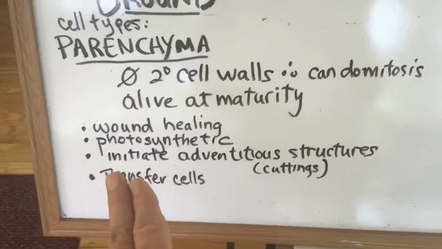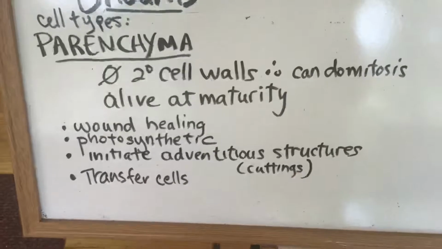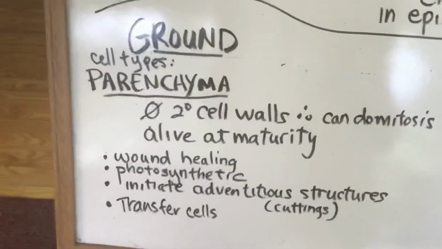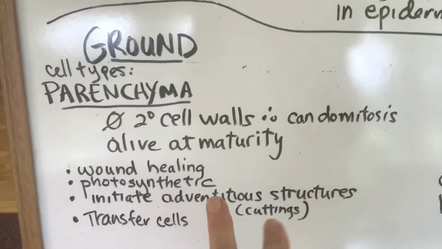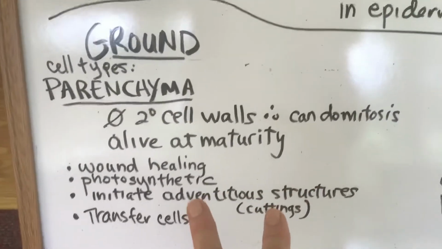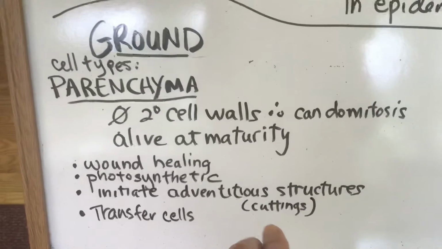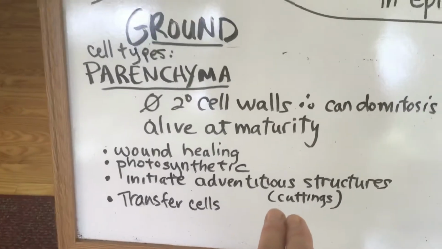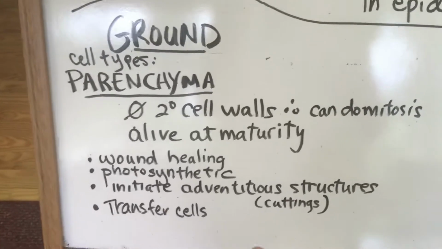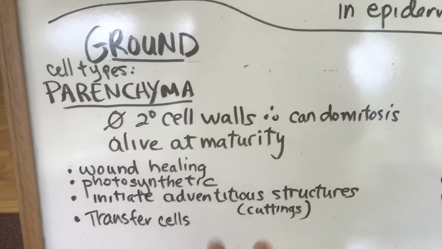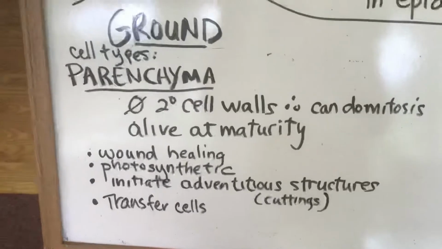All right. These also initiate adventitious structures like in cuttings. Like if you made a cutting, you stuck it in water, and the roots were to grow out of it. Those are called adventitious roots, and they are coming from the parenchyma part of the stem. So that is just inside the epidermis. Those cells that can do mitosis would be creating the new roots that would be growing down.